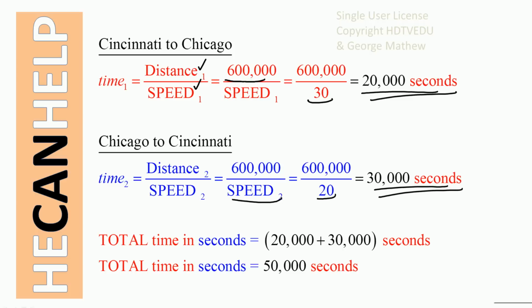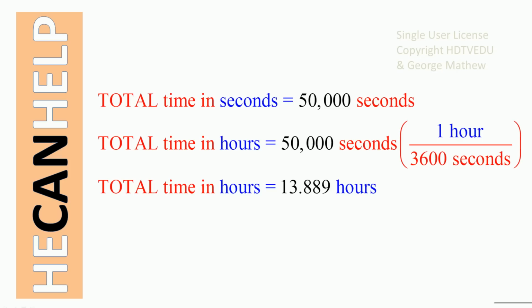So we have 20,000 seconds to go from Cincinnati to Chicago. It takes 30,000 seconds to come from Chicago to Cincinnati. So we add those two times, and what do we get? 20,000 plus 30,000 is 50,000 seconds. So total time is 50,000 seconds.